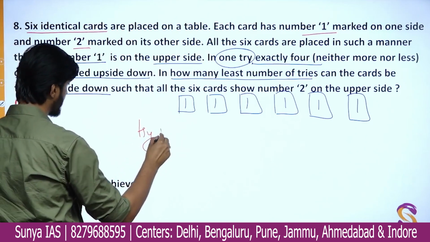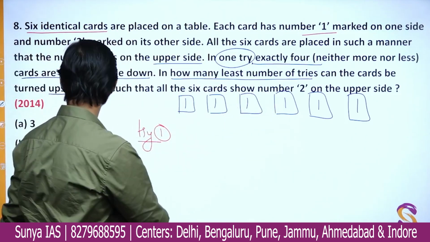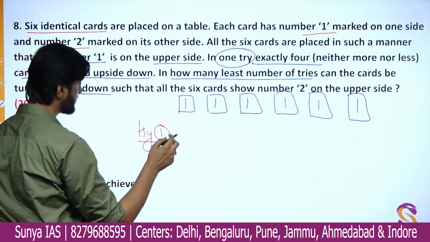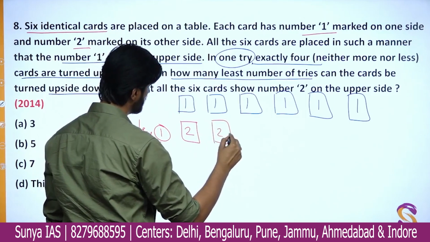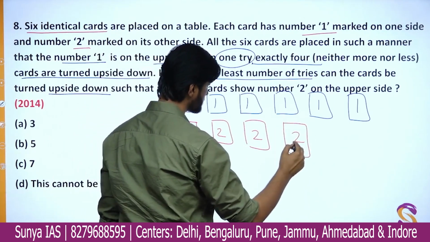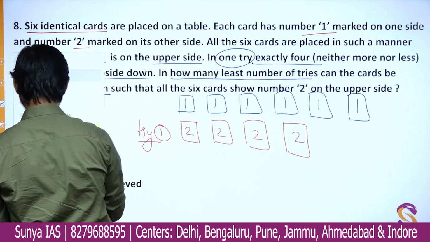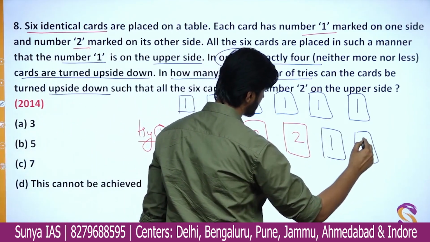So we have try 1. In this try, let us flip these first 4 cards. So what do we get? Let me represent that by red color. We get 2, 2, 2 and 2. These 2 cards will remain as they are, right? There will be 1 and there will be 1.